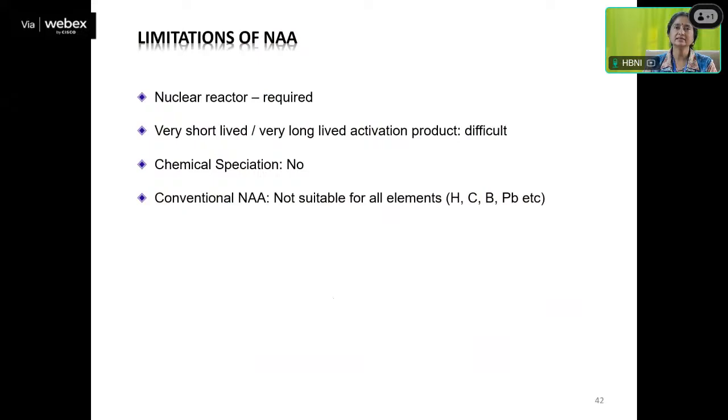Now, conventional NAA is not suitable for all elements, like small Z elements such as hydrogen, carbon, boron, lead, etc. Because lead is a very stable isotope, it has a very low neutron absorption cross-section. So it cannot be done, because the analyte should have a very high neutron absorption cross-section so that it can absorb a neutron and get converted to an element which has radioactive property.